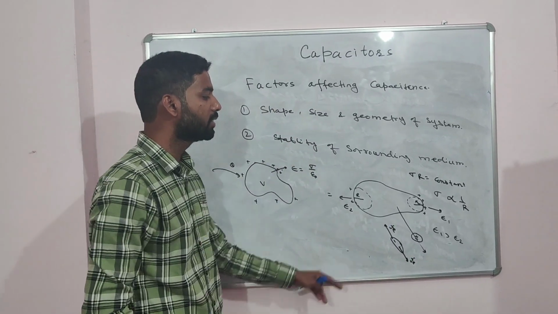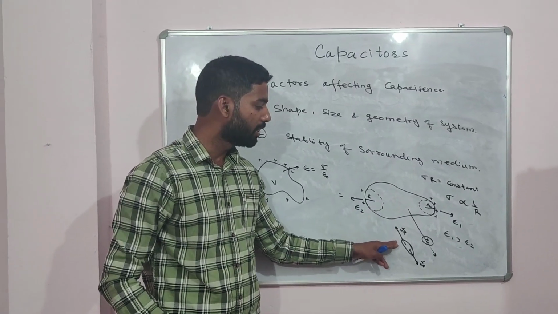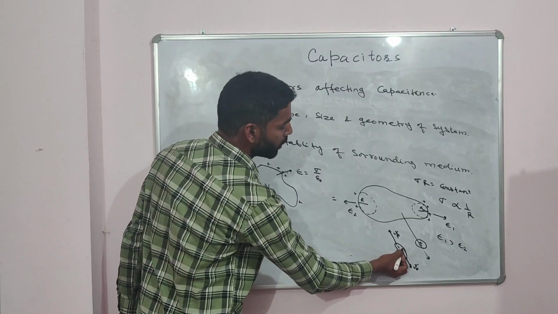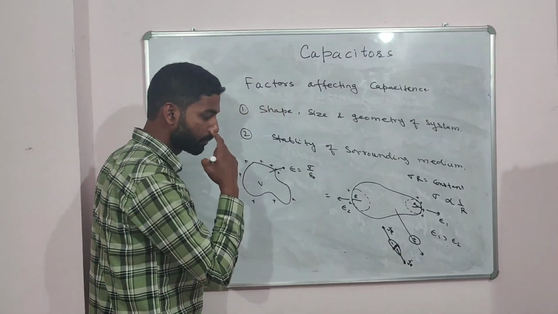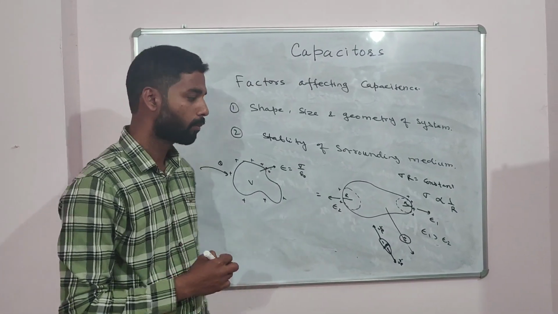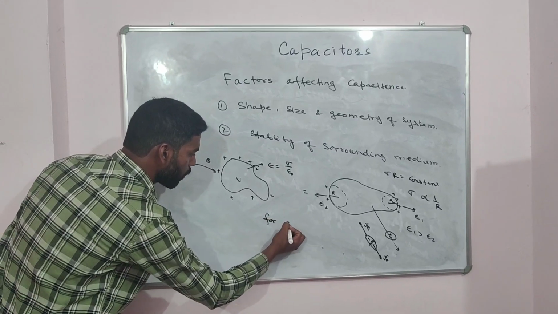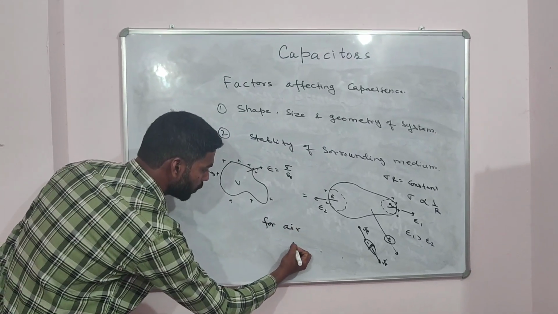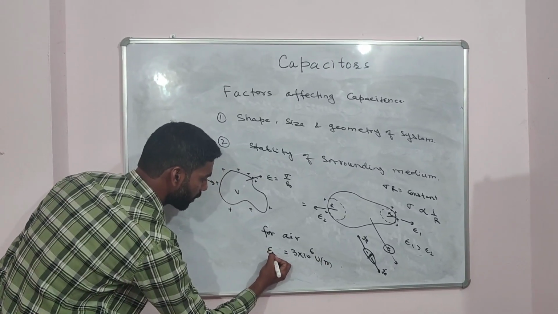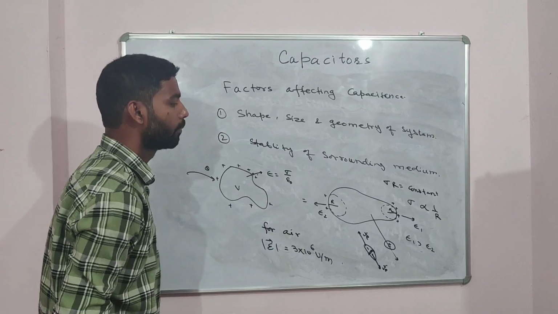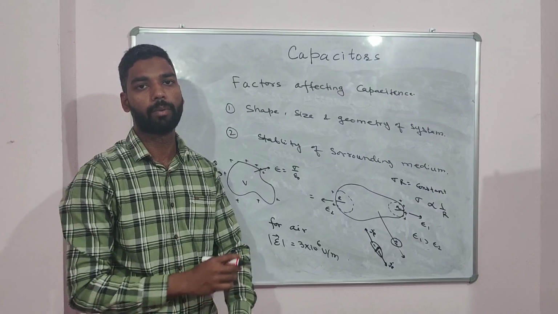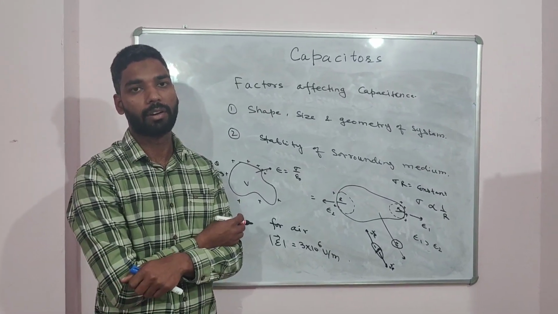If we keep on increasing this charge, the electric field at this point will keep on increasing, and a time can come when this molecule can break apart, and this is called the dielectric breakdown. For air, this dielectric breakdown is 3 into 10 to the power 6 volt per meter. This is the maximum electric field which it can withstand. So these two factors affect the capacitance of the system greatly.